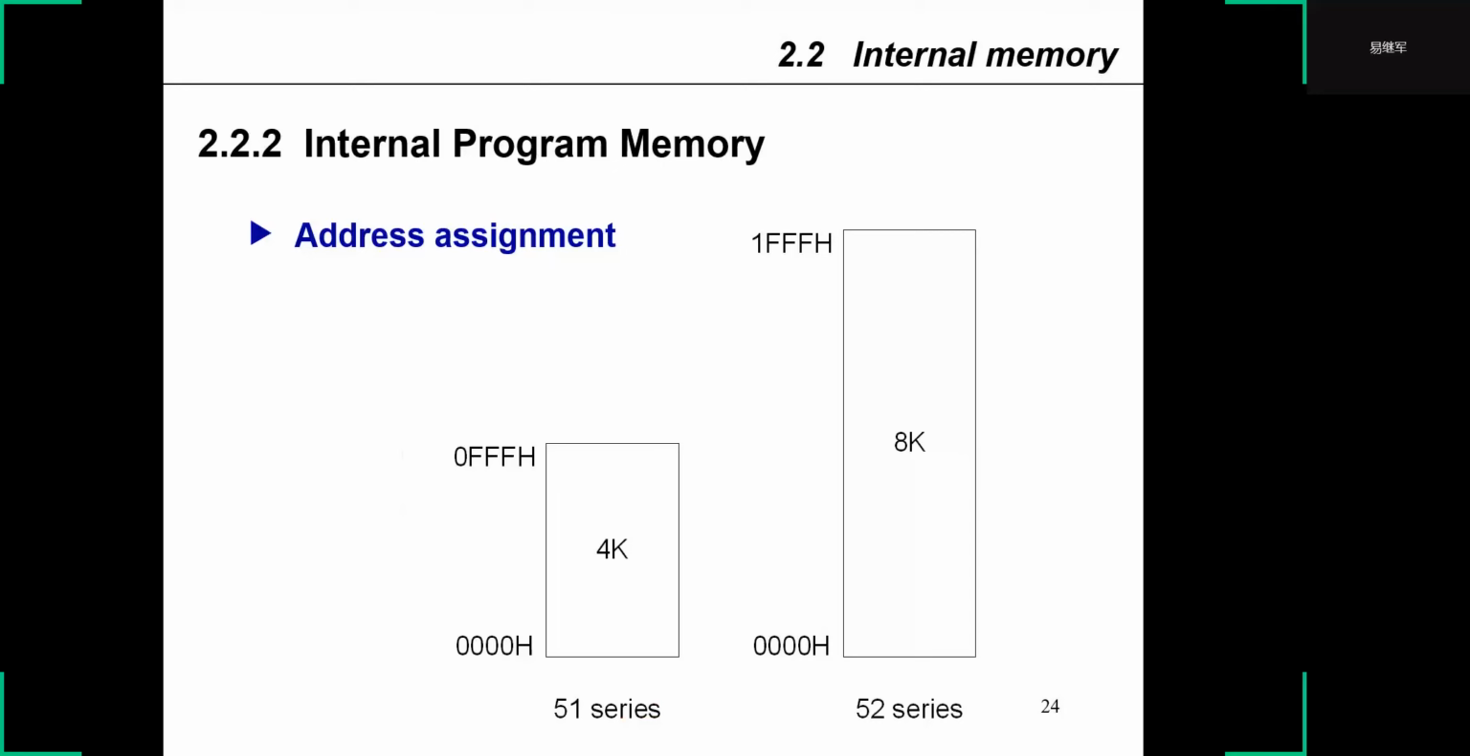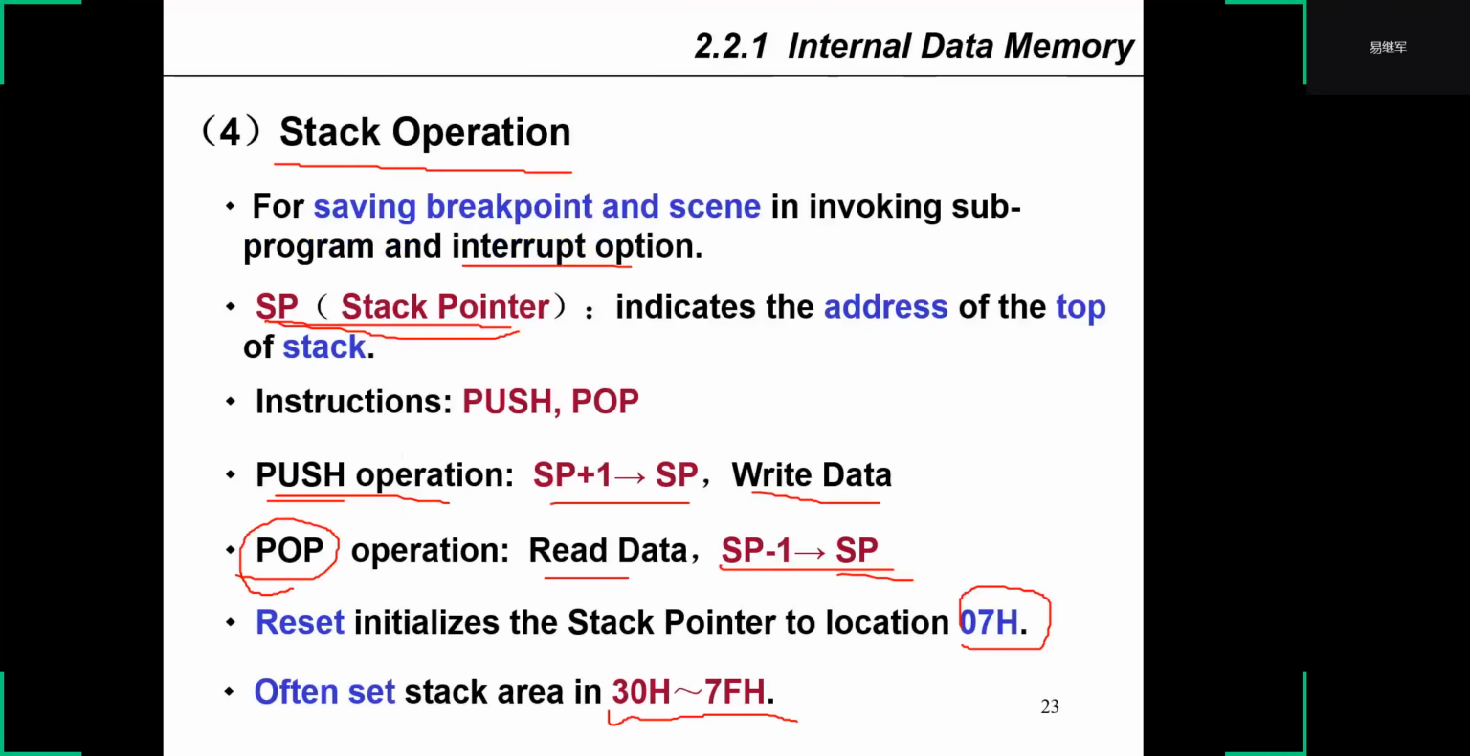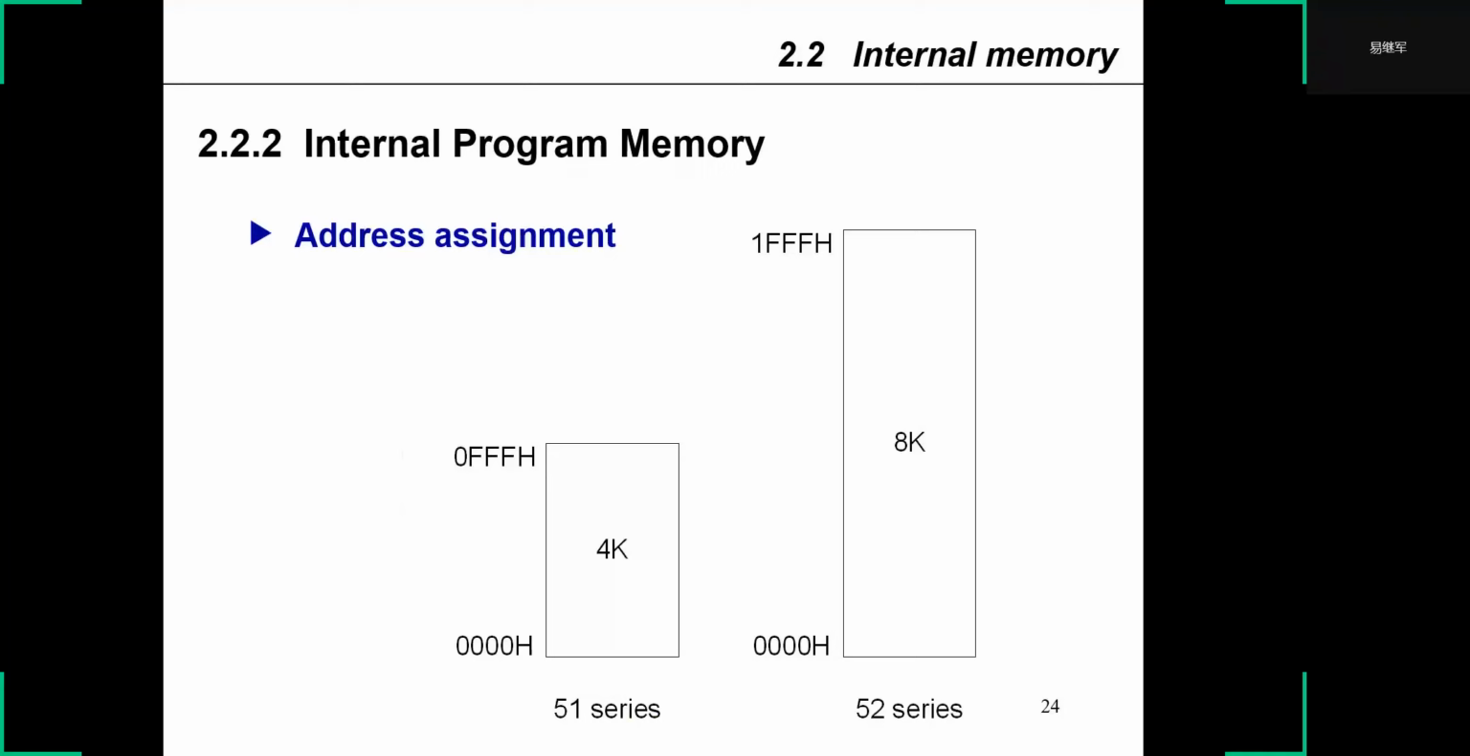Next, I introduce the program memory. Before, I just introduced the data memory. You need to know the difference. This is the data memory. After that, I introduce the program memory. Data memory is RAM. Program memory is ROM. So we need to know the difference.